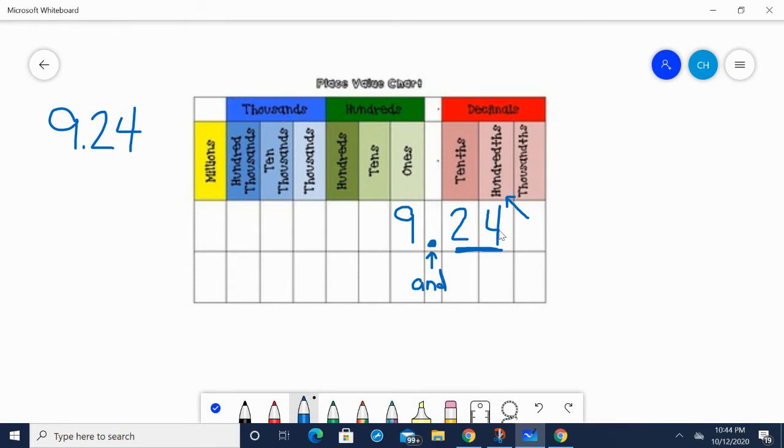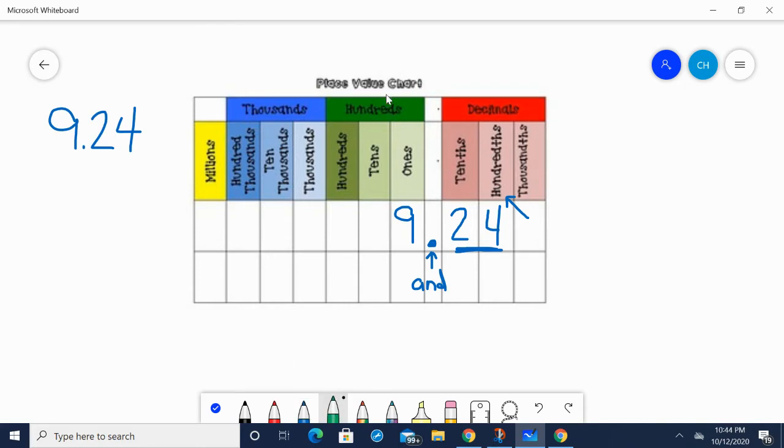Now the next thing we want to do is break this 9 and 24 hundredths down into expanded form. Expanded form is separating each number with its place value, multiplying it so that you can see how it's broken down. Before we do that, let's have a quick reminder of our exponents. Right here, we're only dealing with one place, but we're going to write some more up here.